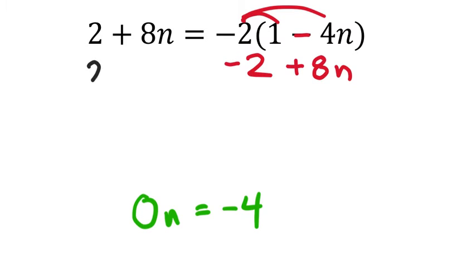Okay, so what do we have now? 2 plus 8n equals negative 2 plus 8n. Now, some people would look at this one and say, hey, look, they're matching. They're not matching. You've got the 8n's that do match, but you've got a 2 and a negative 2 that don't match. That means something, okay?